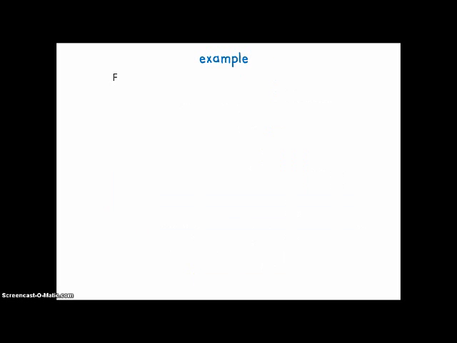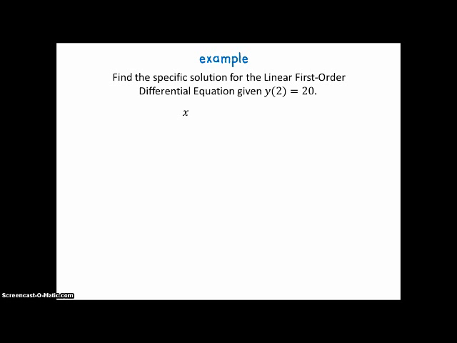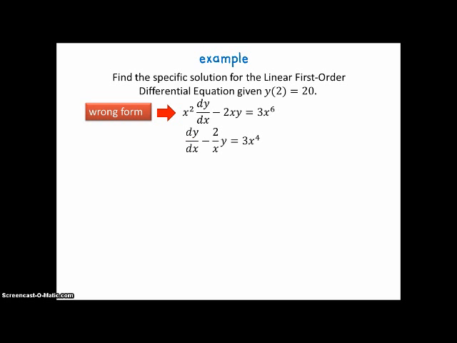Okay, so let's look at another example. Find the specific solution for the linear first-order differential equation given that y of 2 is 20, and here's your differential equation. Is it of the right form? Well, we got a problem there with the x squared. It's supposed to start out with just dy dx. So how can we fix that? Well, we just divide by x squared.